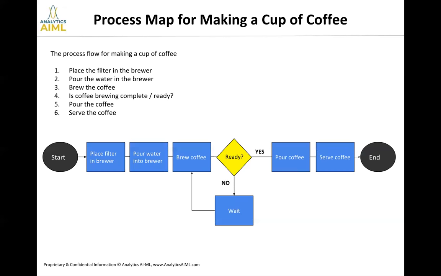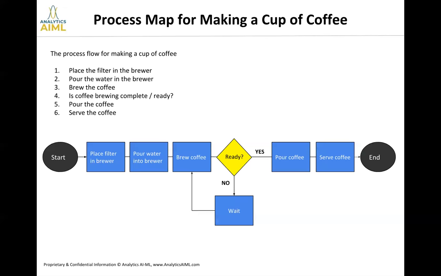So we'll get a group of people together and we'll ask them questions or we'll observe. And we find that one of the first things that happens is that we have someone that goes over, grabs a filter, and they place the filter in the brewer. And then the next step is they take water and they pour water into the brewer. And then they brew the coffee. So the expectation is that when they place that filter in the brewer with the coffee, you've got the coffee in the brewer, you pour the water into the brewer, and now you're brewing. You're waiting for the coffee to complete the brewing process.